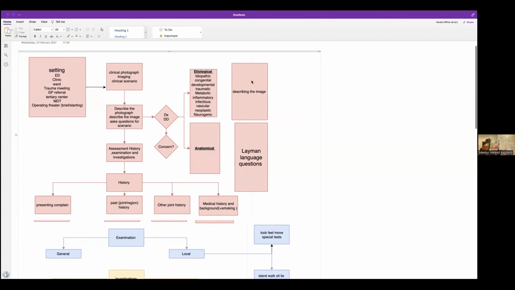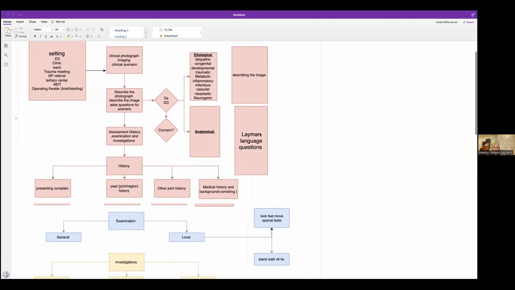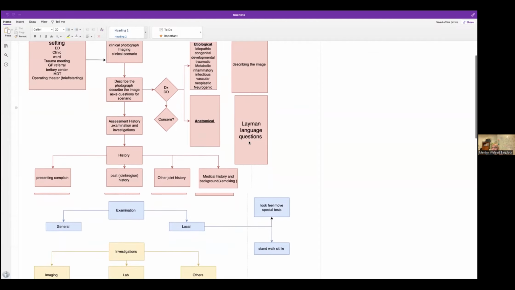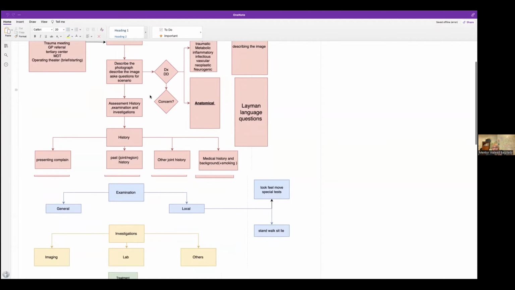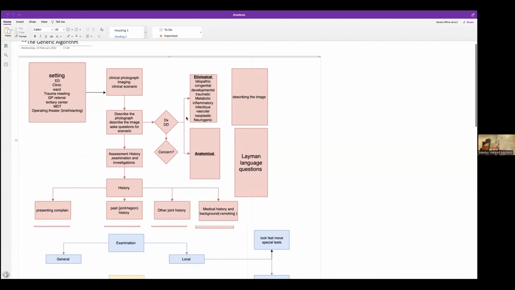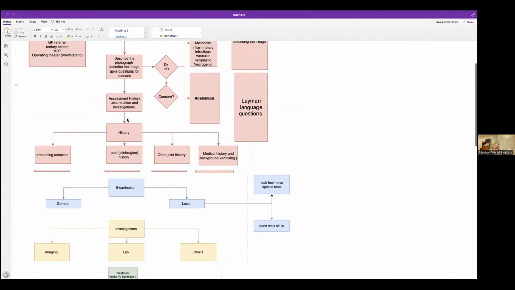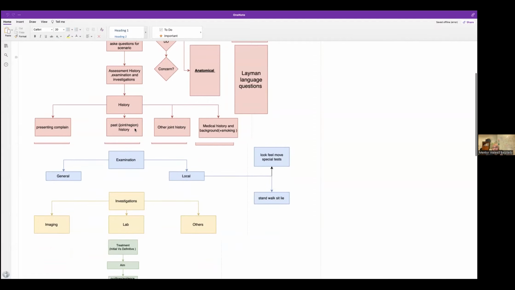The skill you need in the exam is describing the image. Try to preserve four or five words for description. Then you need the layman language question, which, if you are asked in the exam, you say straight away. So after you describe, you give the diagnosis and differential diagnosis, then go straight to assessment: history, examination, investigation. History is the point you need to focus on.